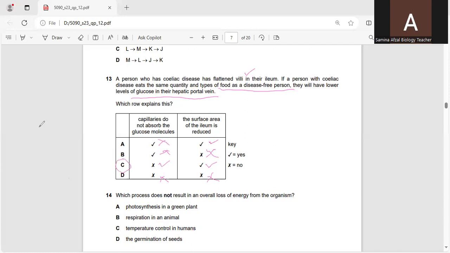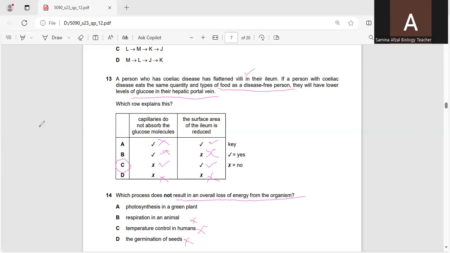Which process does not result in an overall loss of energy from the organism? Photosynthesis in green plants, respiration in an animal, temperature control in humans, the germination of seeds. Respiration in an animal, energy will be produced. Temperature control in humans, energy will be evolved. The germination of seeds, same here, energy will be evolved. So these last three are the incorrect options.